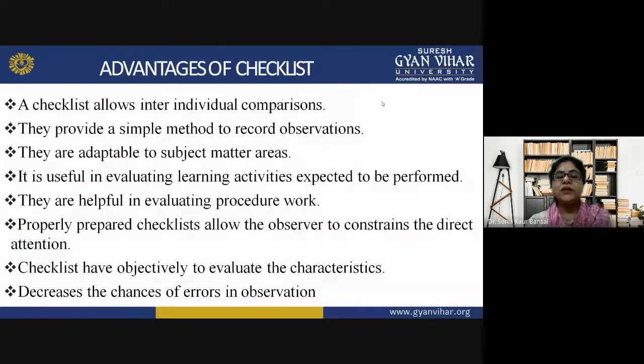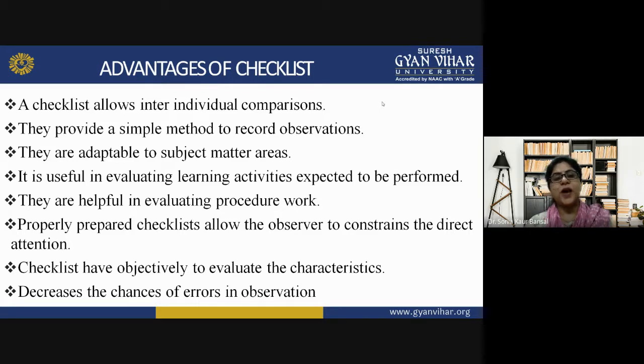Now students, let's see the advantages of a checklist. How is the checklist very useful for research work or for you students? First of all, a checklist allows inter-individual comparisons. As I have told you, one at a time. When you are observing one respondent at a time, your checklist will allow you to compare the different individuals you are observing in a very nice way, because once you have completed one respondent, you shift to another and analyze how they compare.